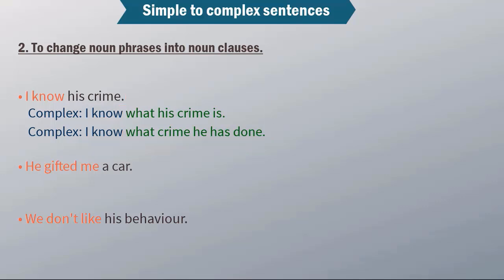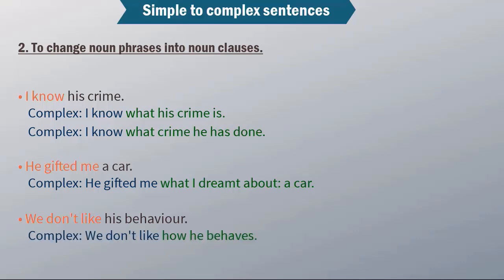Next example. He gifted me a car. Complex sentence: He gifted me what I dreamed about, a car. He gifted me what I dreamed about. And we have used a colon to drop that information as a surprise, okay? So guys, in this complete sentence, we have two clauses. He gifted me, independent clause. What I dreamt about, that's a dependent clause, okay? So that's the second way to do it.